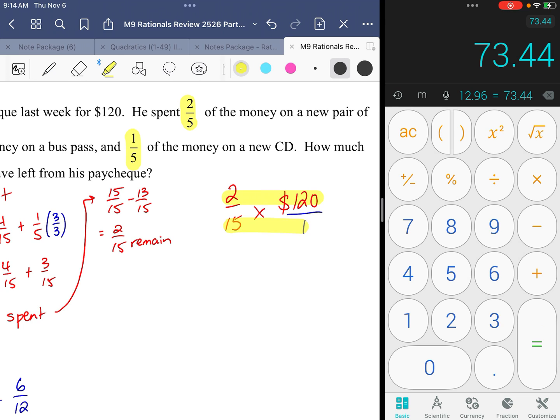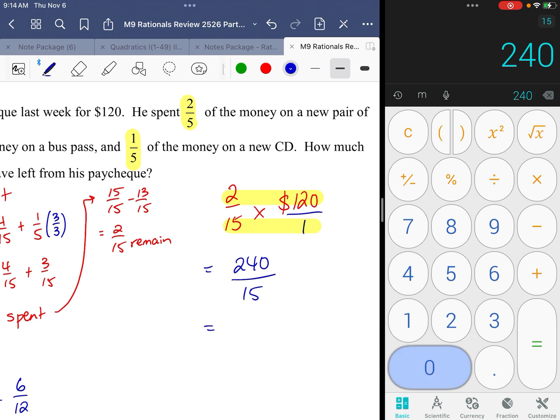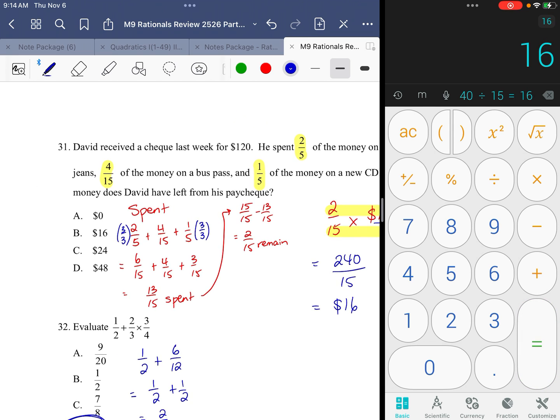Now if you multiply your numerators and your denominators, 2 times 120 is 240. 15 times 1 is just 15. And if we simplify that, 240 divided by 15, that's going to leave me with, or David, in fact, with $16, which is answer B.